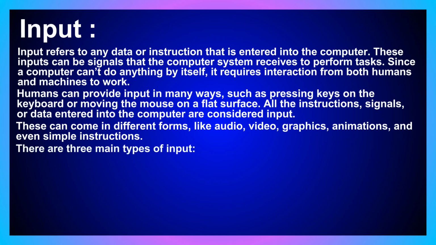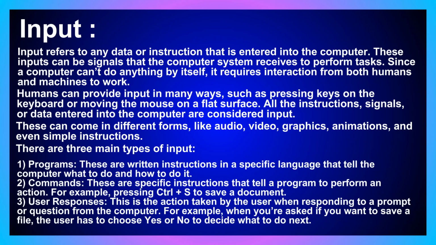There are three main types of input. Programs. These are written instructions in a specific language that tell the computer what to do and how to do it. Commands. These are specific instructions that tell a program to perform an action. For example, pressing Ctrl+S to save a document. User responses. This is the action taken by the user when responding to a prompt or question from the computer. For example, when you're asked if you want to save a file, the user has to choose yes or no to decide what to do next.